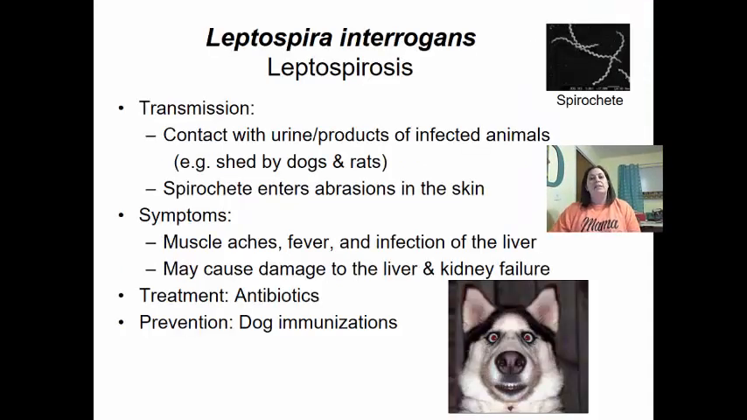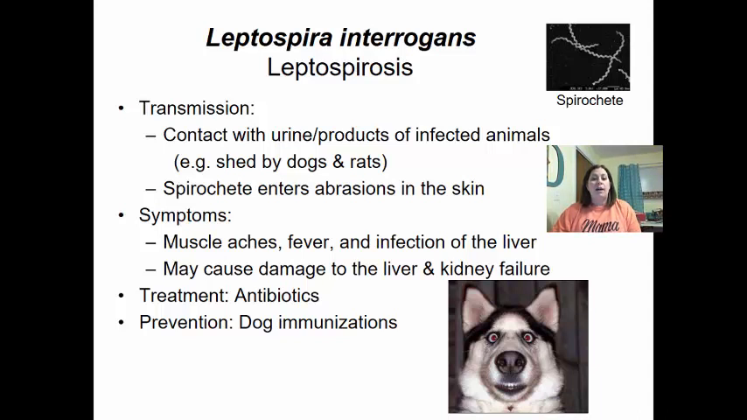Leptospira interrogans is what causes leptospirosis. Transmission here is in contact with urine and products of infected animals. These a lot of times are shed by dogs and rats, and this is a spirochete bacteria. This enters through abrasions in the skin. Symptoms include muscle aches, fever, and infection of the liver, but it can progress and cause damage to the liver and kidney and lead to kidney failure.